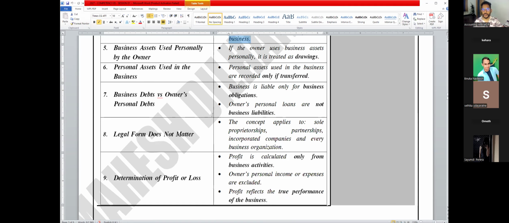Business assets used personally by the owner. If the owner uses business assets personally, it is treated as drawings.